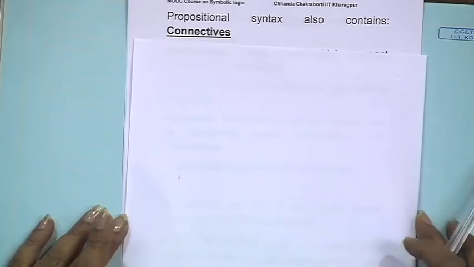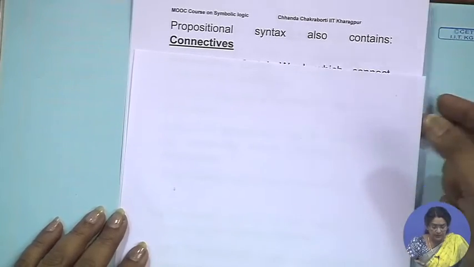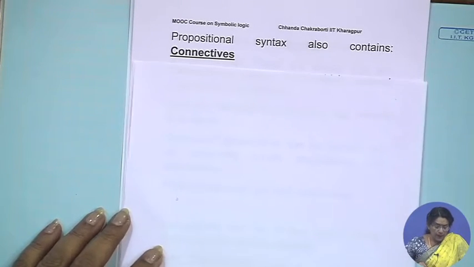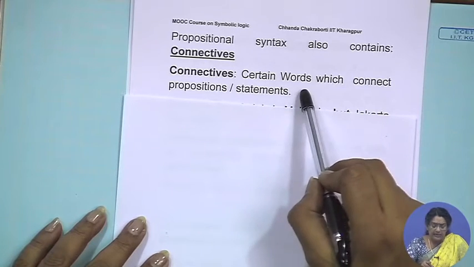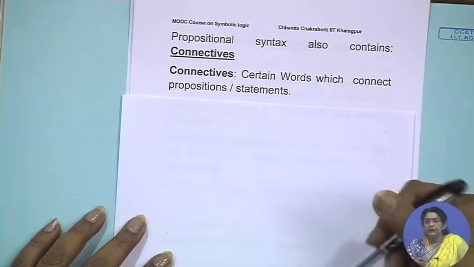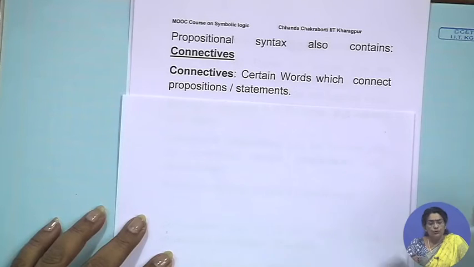When we are learning the syntax in propositional logic, we cannot overlook the concept of connectives. We have learned simple propositions, we have learned compound propositions. Let us now learn the idea of connectives. What are they? They are basically certain designated words. Not any word can qualify as a connective, but certain designated words whose function is to connect statements or propositions.